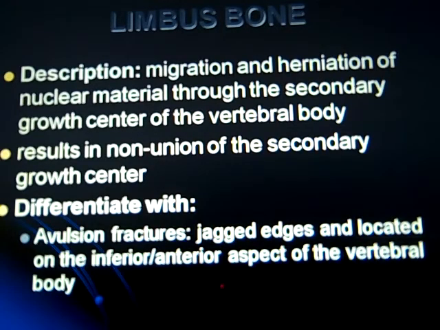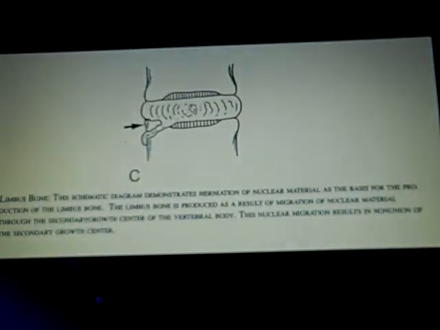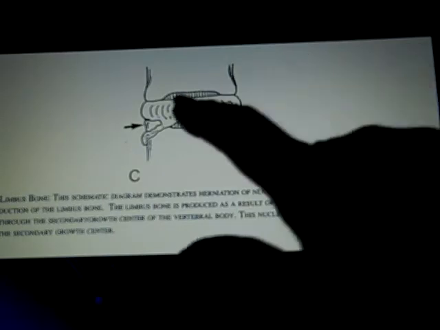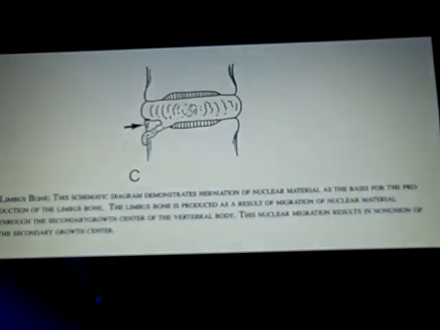Looking at the schematic, it looks something like this. And so again, that piece never adds on to the rest of the vertebral body. Looking at a film, it looks like this. Superior anterior location is a key on this film.